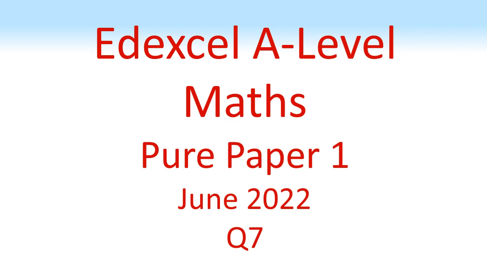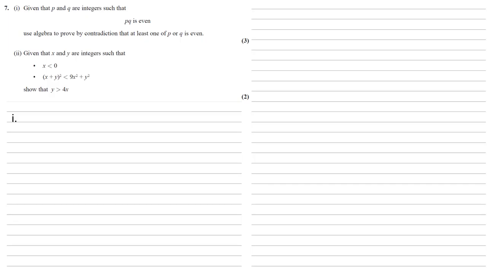Edexcel A-Level Maths, Pure Paper 1, June 2022, question 7. For part 1, given that p and q are integers, such that pq is even, we need to use algebra to prove by contradiction that at least one of p or q is even.